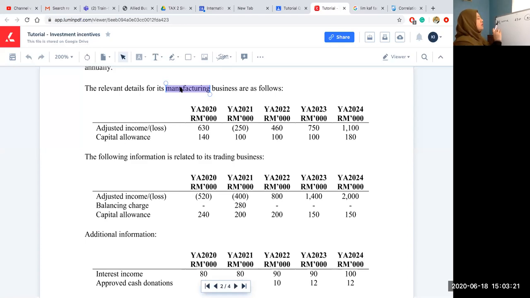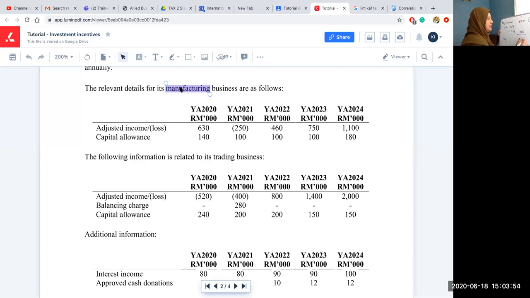So adjusted income minus capital allowance. The first allowance is 140, right? So you have 630. Current year, I put it like that. Then you have a brought forward. I prefer brought forward first. CA brought forward, CA for the current year. No brought forward, but current year you have 140. So how much is your SI? 490. 630 minus 140 is 490. Okay.